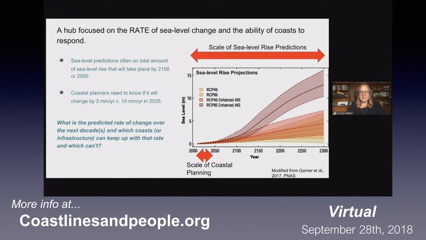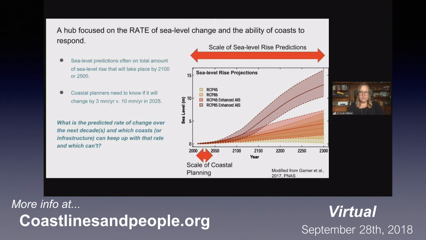Sea level predictions typically focus on the total amount of sea level rise that will take place by 2100 or some other fixed year in the future. And while there's a great deal of ambiguity about those models and how much the ultimate sea level rise might be, there's not a lot of focus on the immediate changes that are expected in the next few decades. And what this means is that the scale of sea level rise predictions doesn't match the scale of coastal planning.